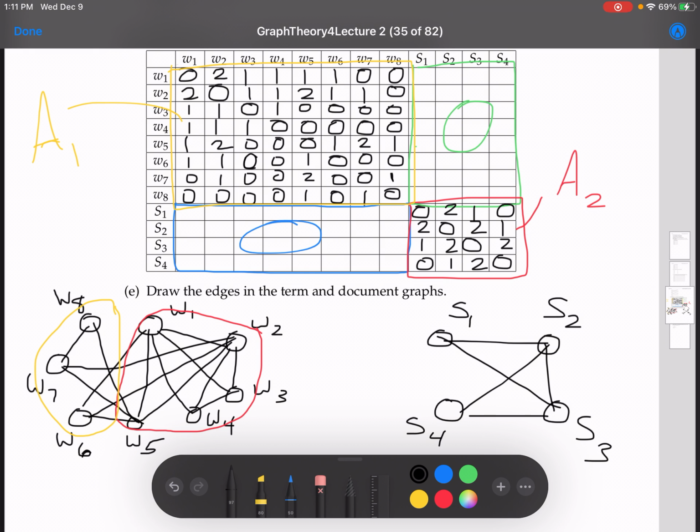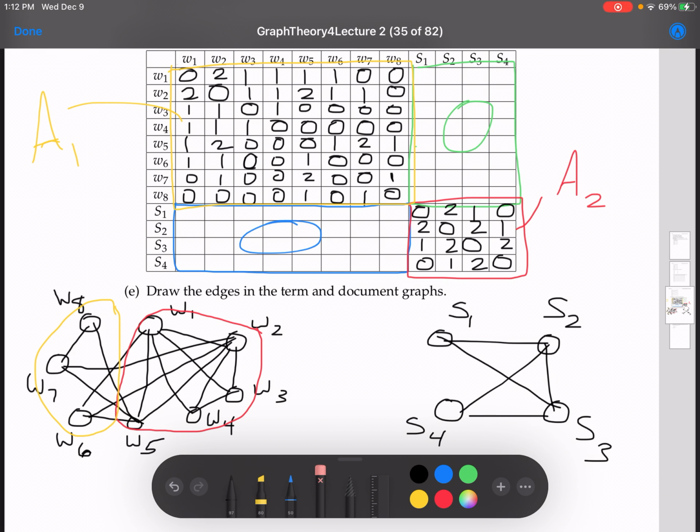So you can see it's not perfect, but if you think about S1 and S2, they had stuff very much in common, right? And S3 had stuff similar to some of those, but not entirely. But S4, I believe, if you look back at the original sentences, had very little in common with S1 and S2. And so you could see here that S1 and S2 are really clumped together, especially if you think of weights and all that.